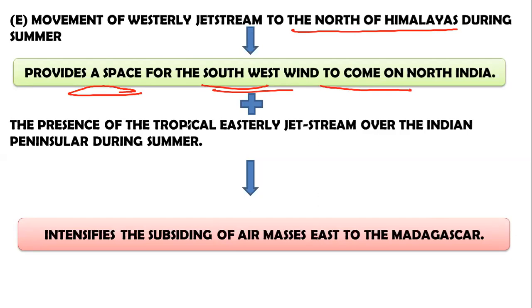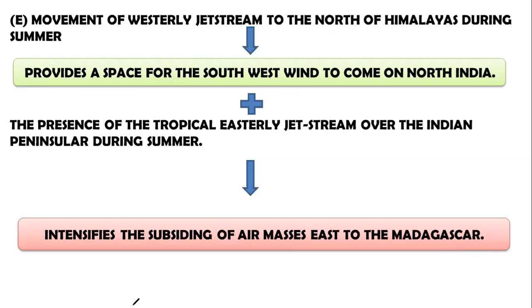Now, the presence of the tropical easterly jet stream over the Indian peninsula during summer intensifies the subsiding of air masses east of Madagascar. This tropical easterly jet stream over the Indian peninsula helps to intensify the high pressure that is present over Madagascar. So the high pressure to the south of India is becoming twofold, threefold, and further the low pressure over India is becoming twofold, threefold. So it strengthens the wind system, and because more winds are coming towards India, they bring moisture along with them. And this is how the entire process of monsoon takes place.